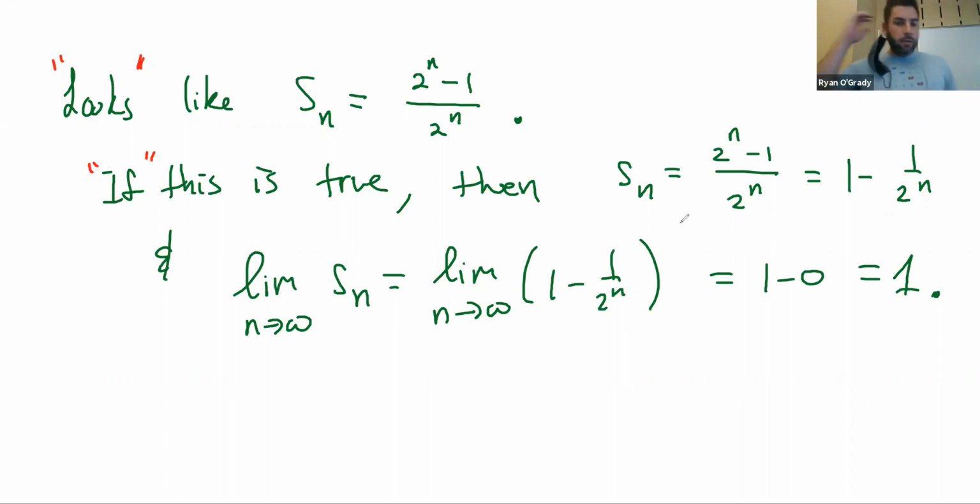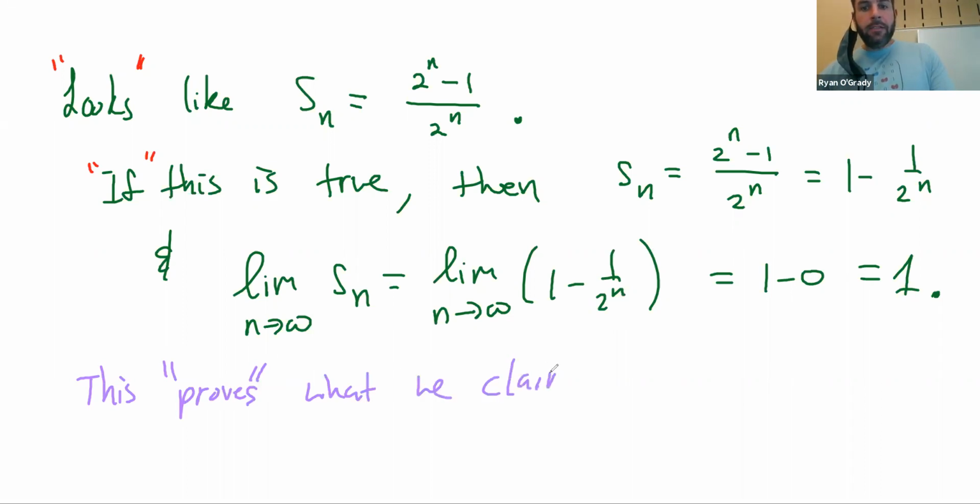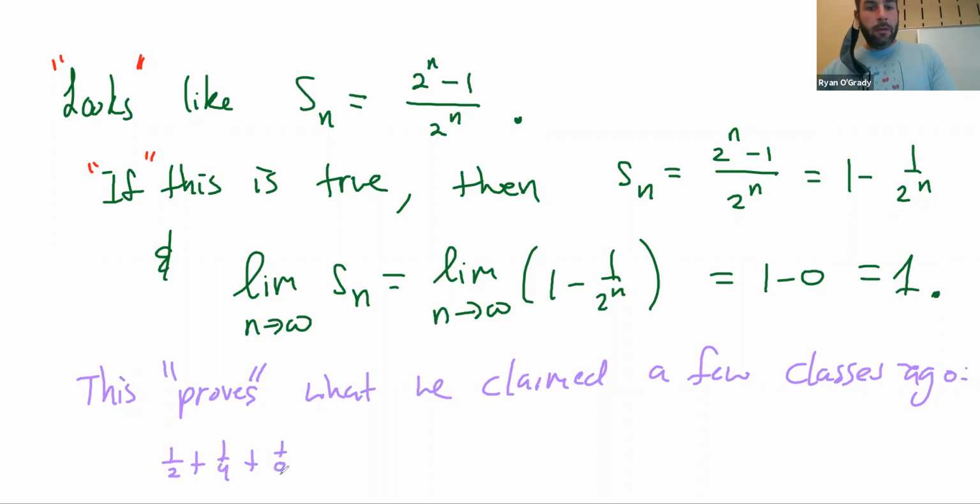Oh, so then all we have to do, and by the way, what would this mean? This means this quote unquote proves what we claimed classes ago. And that is 1/2 plus 1/4 plus 1/8 plus 1/16 plus 1 over 32nd. If we did that until the end of time, it would equal 1. Yay.